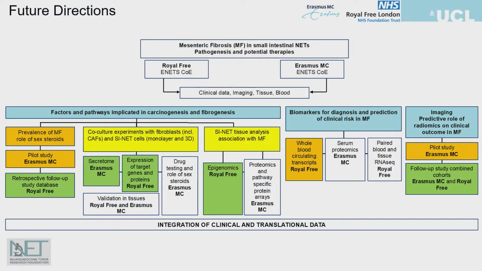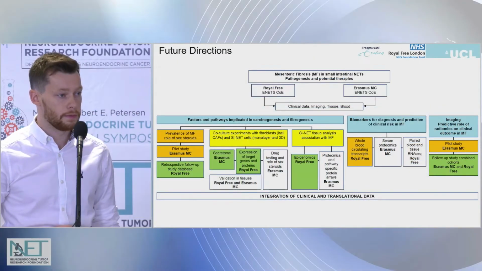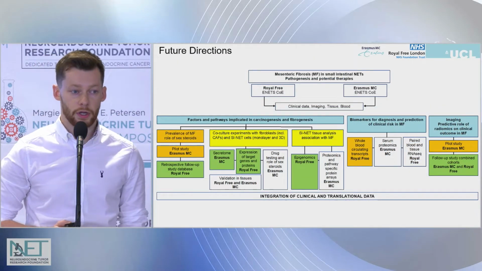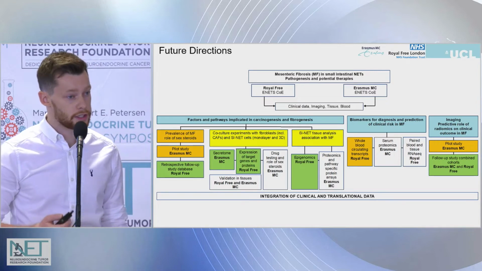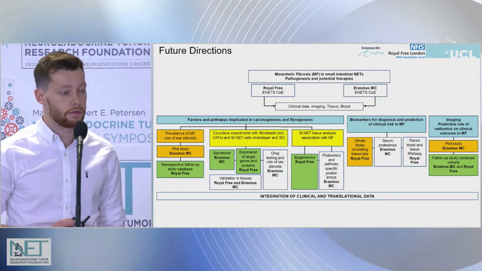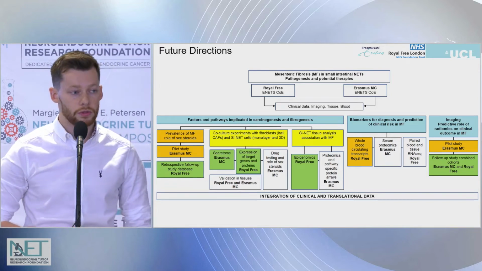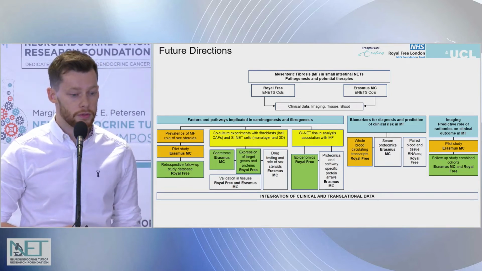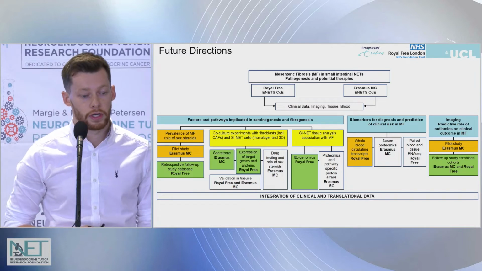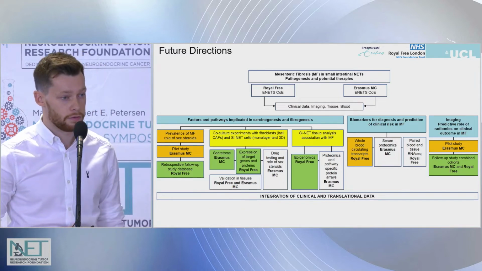So the next steps of this program are highlighted in green, and a few of these we have talked about already, including the secretome analysis, the target gene analysis, and the ongoing epigenetic study. We will also be performing a retrospective follow-up study based on previous data published by Erasmus on the role of sex steroids in the prevalence of mesenteric fibrosis, and also a follow-up study using combined cohorts from Erasmus and the Royal Free Hospital on the predictive role of radiomics on clinical outcome in mesenteric fibrosis.